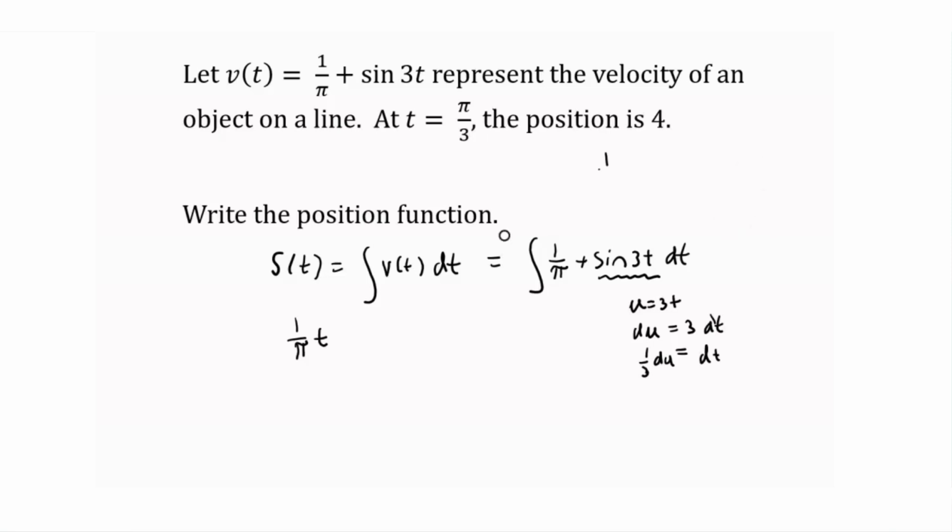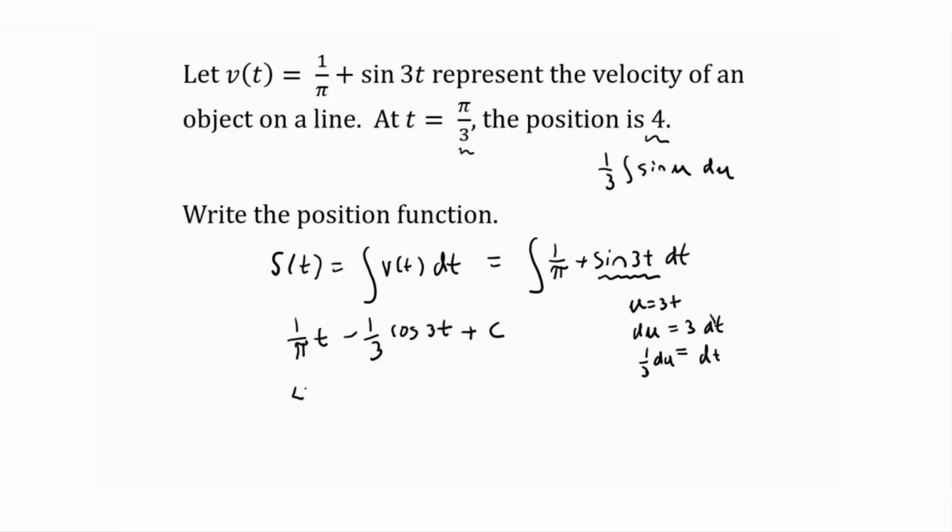So we're going to have 1/3 sine u du. The antiderivative of sine u with respect to u would be negative cosine u. So this is going to come out to be negative 1/3 cosine 3t, and then we have plus our constant c. Okay, so we're going to have to figure out what the constant is, and we're going to use the initial condition that they give us. So at t equal pi over 3, the position is 4.